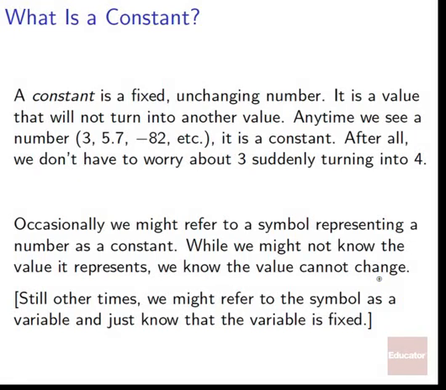Occasionally we might refer to a symbol that's representing a number as a constant. So we might say a is a constant in this problem. We might not know what value that symbol represents, but we know it can't change. So a constant is something that can't change. And other times we might even refer to a symbol as a variable and just know that that variable is fixed, that it is a constant variable. Seems kind of like a contradiction in terms, but remember we're using variable more for the idea of placeholder. And while sometimes it varies, sometimes it can also just be a placeholder in general.